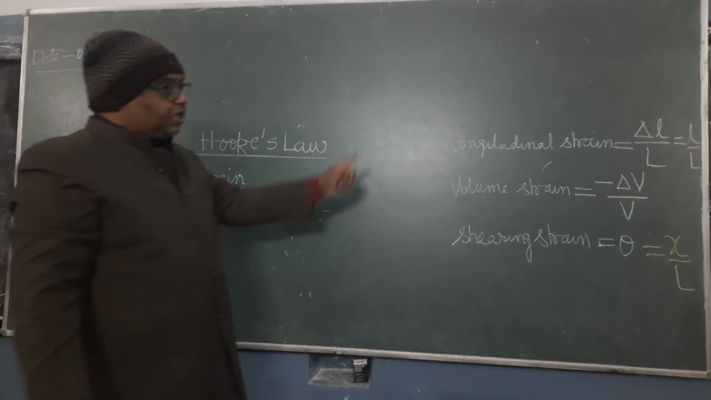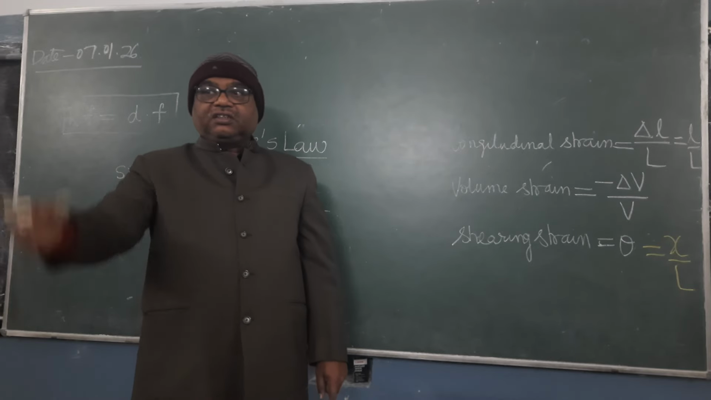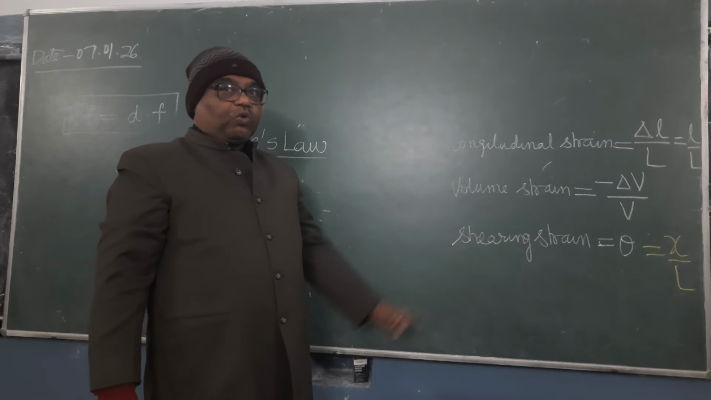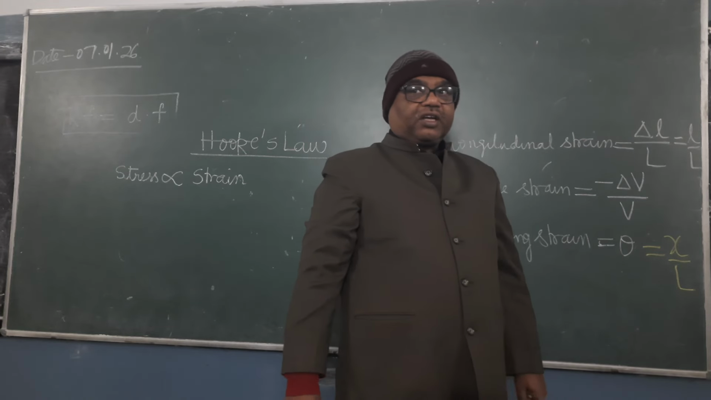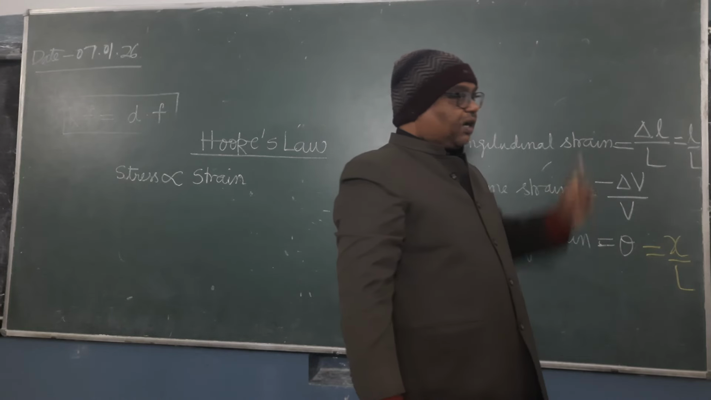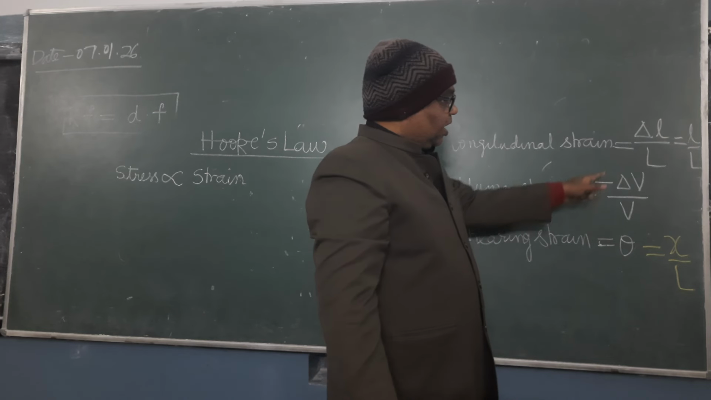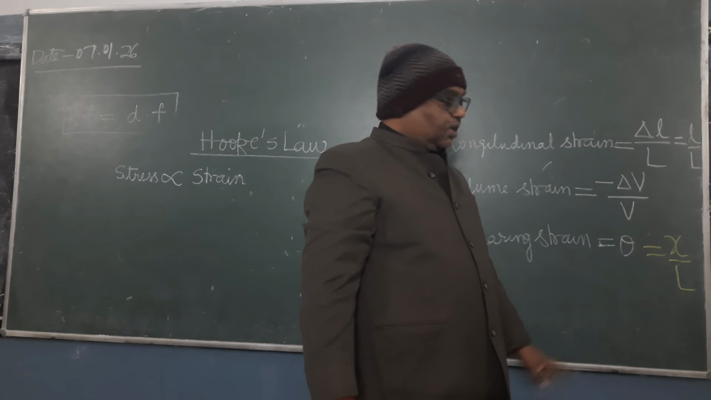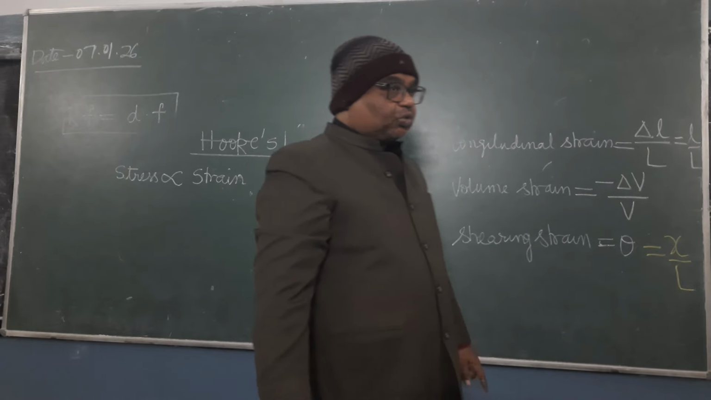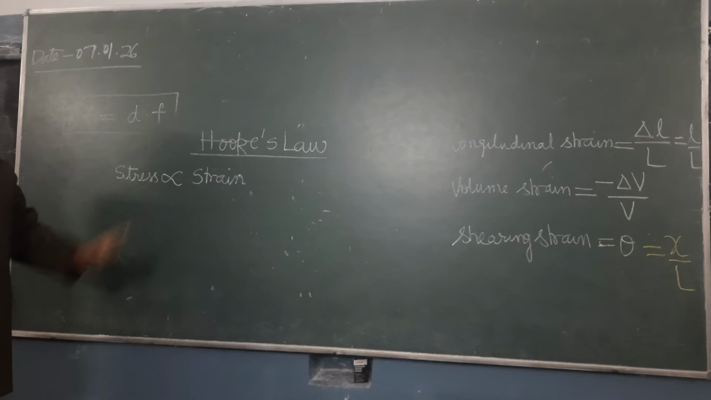Now what will be the unit of strain? There will be no unit. Why? Because it is the fractional change in the dimension of the body. This is the change in length upon original length, meter upon meter. No unit. Here, volume: change in volume upon original volume. No unit. It's clear? Theta is already a dimensionless quantity. So within the limit of elasticity, stress is directly proportional to strain.